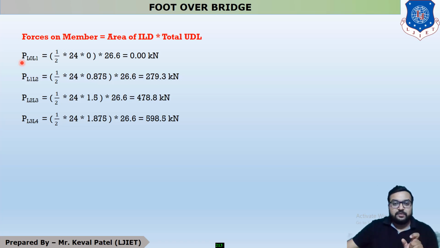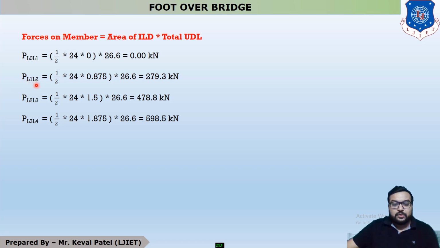So for L0 L1, your influence line diagram area is 0, because for the first member your influence line diagram is a straight line. So the force in the first member is 0. Your second member is PL1 L2.